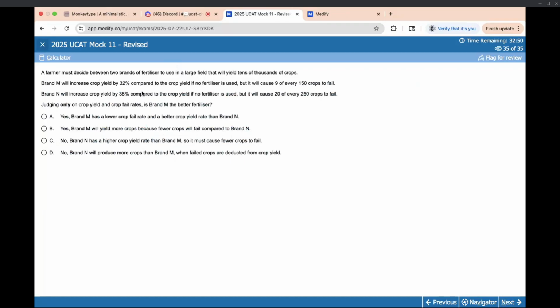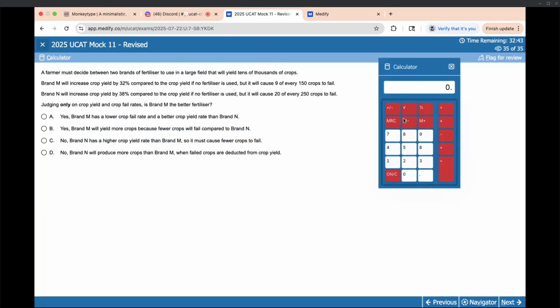A farmer must decide between two brands. There's 38% with no filler. So 38, 38, and then there's a 29, 20. This is weird. So 9 over 150 is 0.6, and then 20 over 250 is 0.8. So let's do this. 1.32 times 1.94 is 1.34, and then you have 1.38 times 0.90, so 1.26. So, and will produce more. Yeah, when failed crop substitutes will produce more overall.